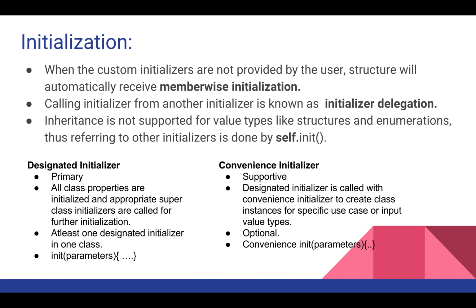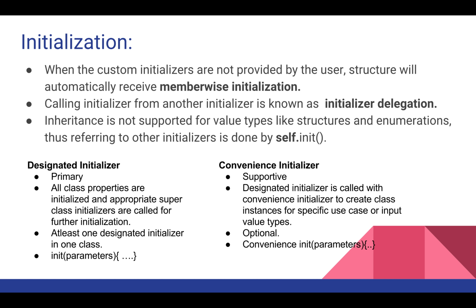Initializers can call other initializers to perform part of an instance initialization. This process is known as initializer delegation, and it avoids duplicating code across multiple initializers. Value types like structures and enumeration do not support inheritance, and so their initializer delegation process is relatively simple because they can only delegate to another initializer that they provide themselves. For value types, we use self.init to refer to other initializers.